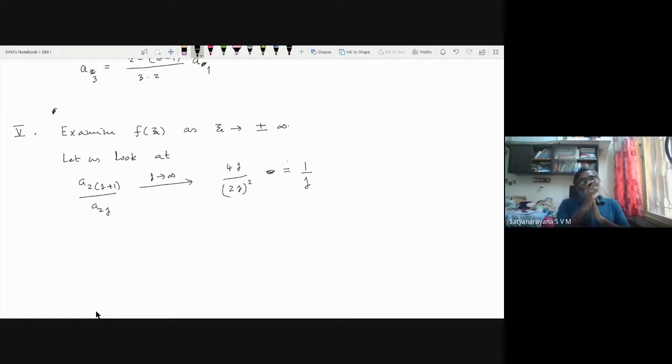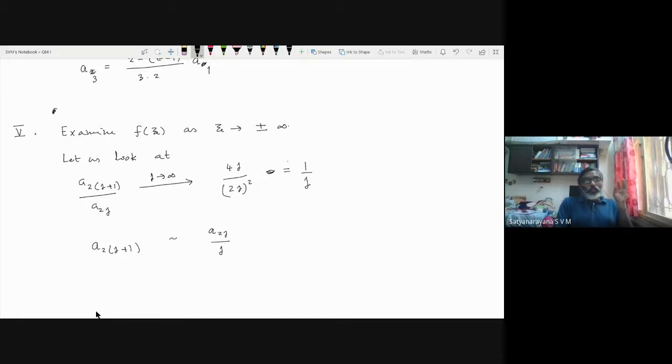Now you can see that a 2j asymptotically, as j becomes very large, is going to be 1 by j. So in this asymptotic limit, a 2j plus 1 is like a 2j divided by j.